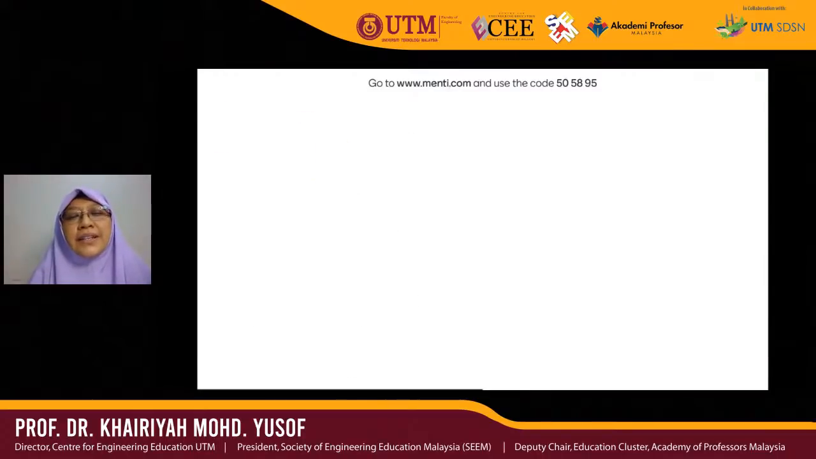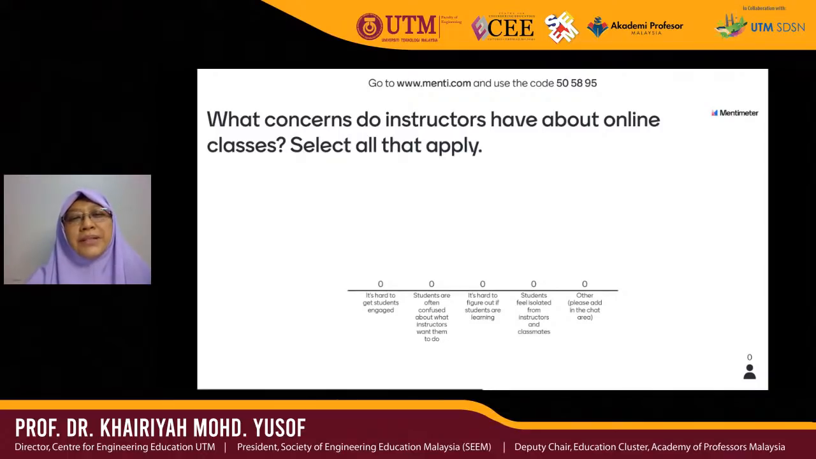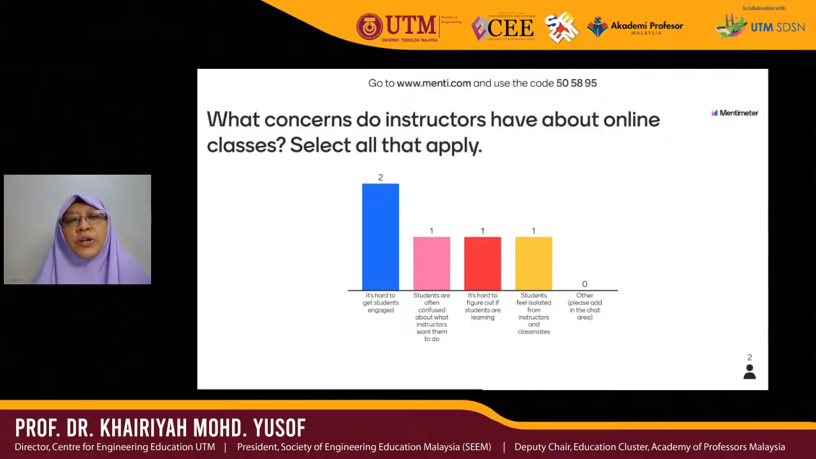Now, the first activity is this poll in Mentimeter. Can you please log on to www.menti.com and use this code. Insert the code 505895. Now, once you have entered Mentimeter, please answer this question. What concerns do instructors have about online classes? You can choose as many that you think is what instructors will be concerned about. So please put in your answer now.